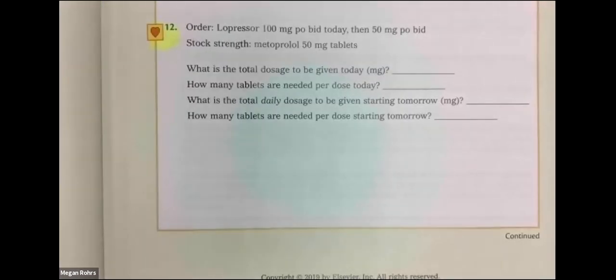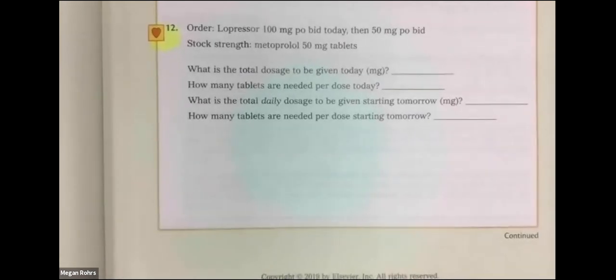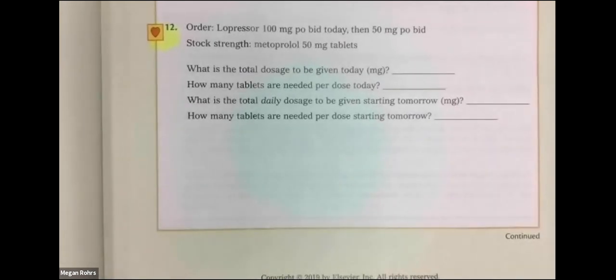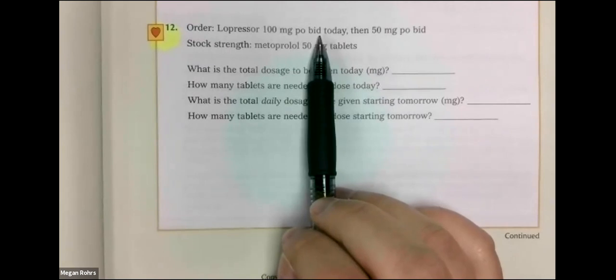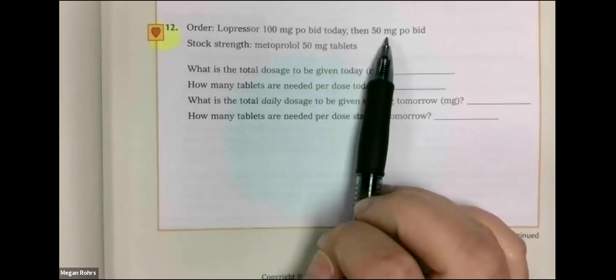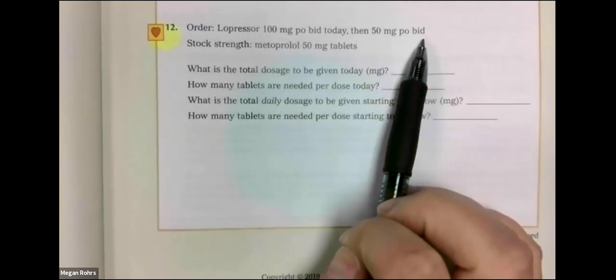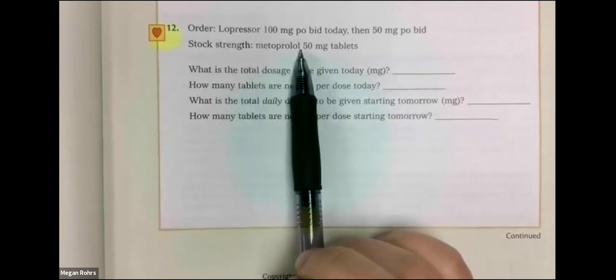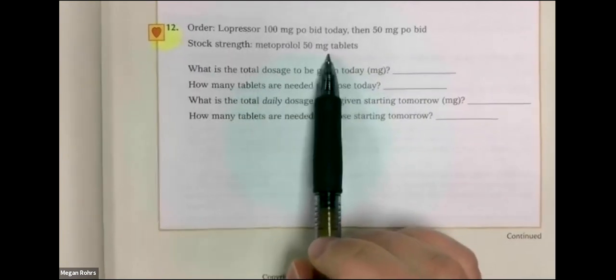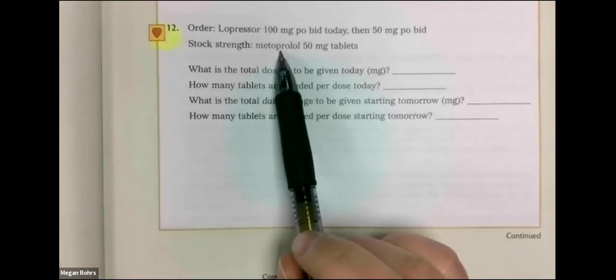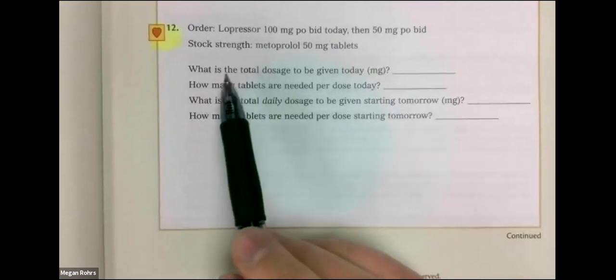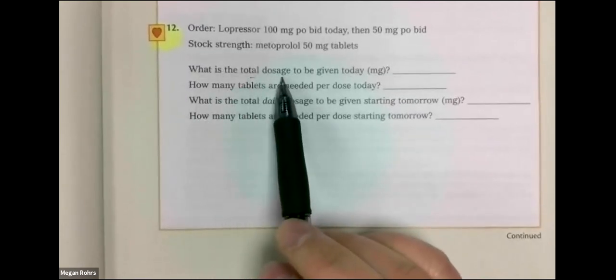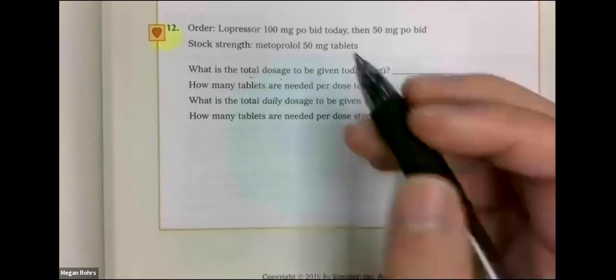Okay, let's look at this last question here. I'm on page 161, number 12. So we have Lopressor, 100 milligrams by mouth twice a day today, then 50 milligrams by mouth twice a day. In stock, I have metoprolol 50 milligram tablets. So metoprolol is the generic name for Lopressor. So same drug here.